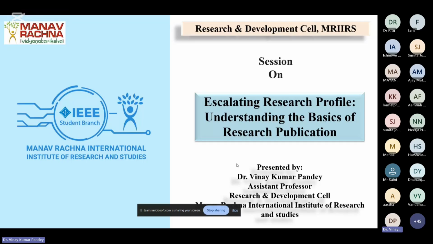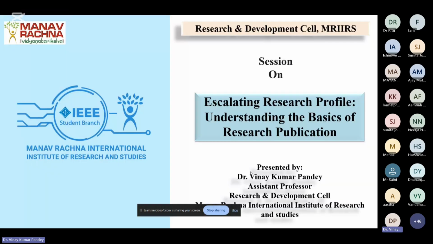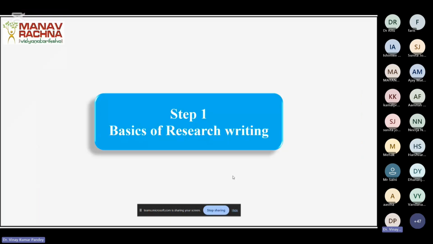All right. So in this presentation today, we are going to discuss the publication journey. There are 4 steps. The first step is the basics of research writing, then preparing and submitting the manuscript, understanding the journals, and the last one is artificial intelligence tools, and the question and answer session will follow. Right. So let's talk about step 1, the basics of research writing.